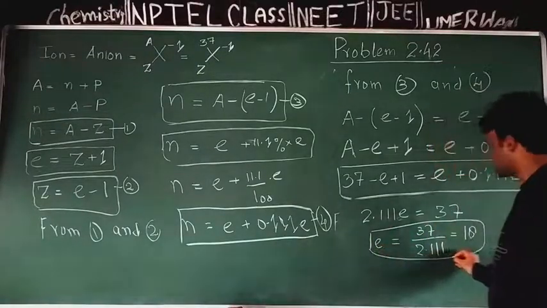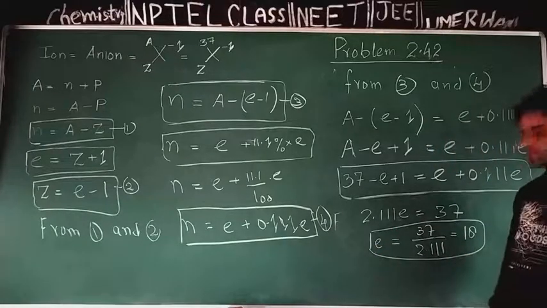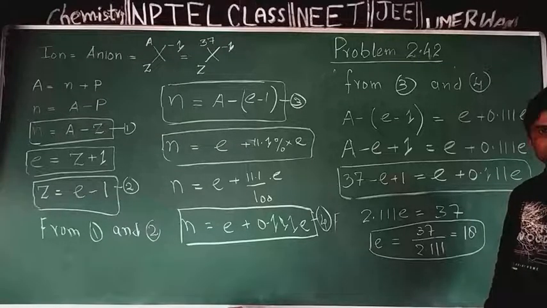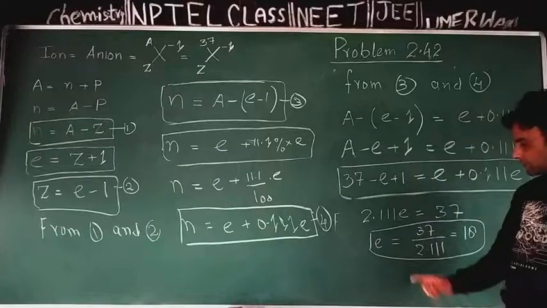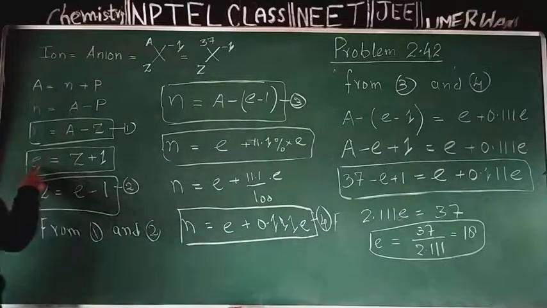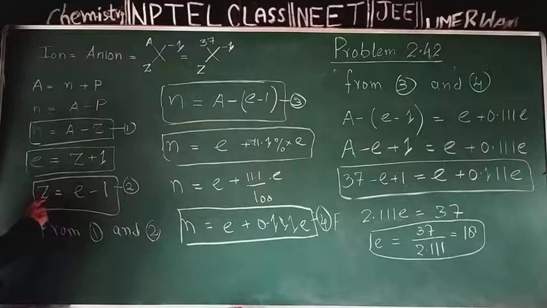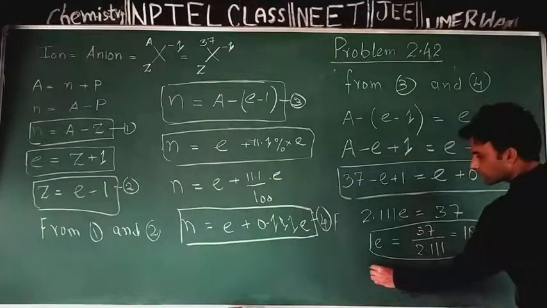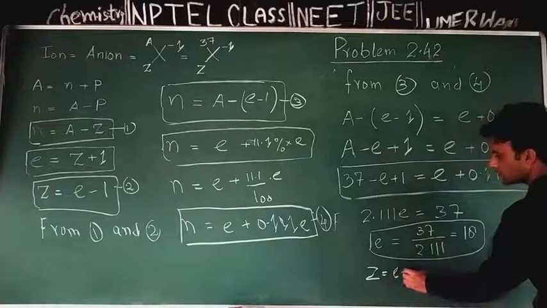But I don't need to find the number of electrons. I need to find the number of protons, because the number of protons is equal to the atomic number, and on the basis of the atomic number I can identify the element and write its symbol. I will calculate the number of protons from the number of electrons. The number of protons will be 1 less than the number of electrons. I know Z is equal to E minus 1.